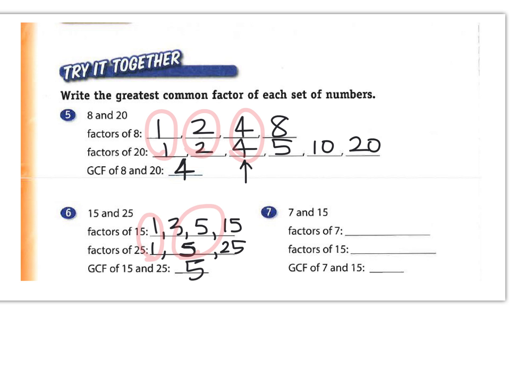So 7 and 15, well, these are interesting numbers because they're both primes. So we have 1 and 7. That means that they have no other factors besides 1 and themselves. And then 1 and 15, and then 3 and 5. Well, the only one that they have in common, because nothing else goes into it, is 1. So 1 is the greatest common factor.